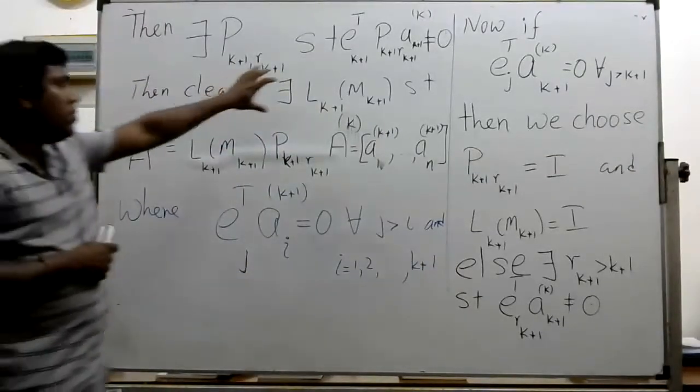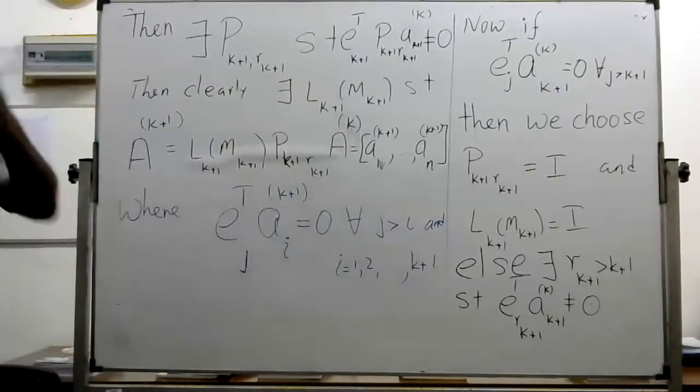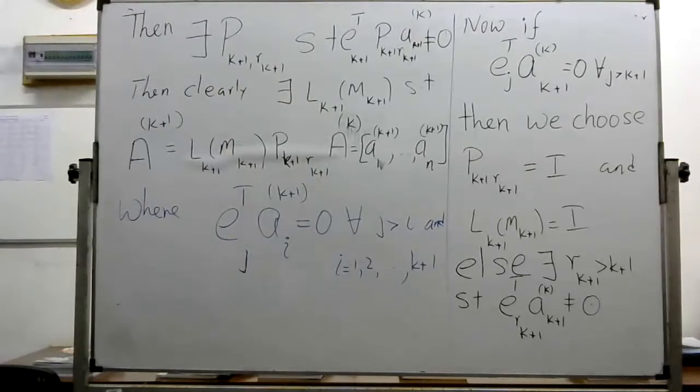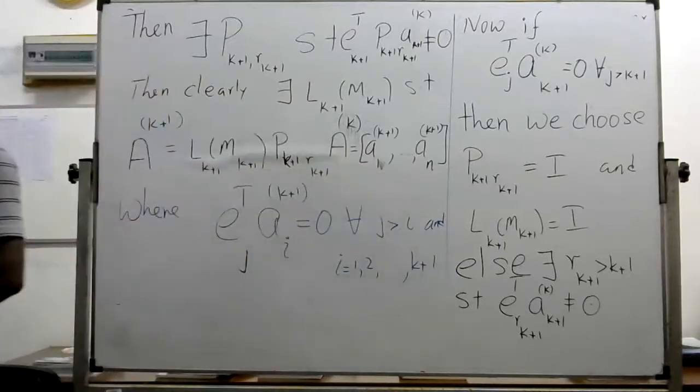Because we already know how to choose this elementary lower triangular matrix from a previous example. So obviously that will take care of the elimination part on the K plus first column. So that's how we do the K plus first step.